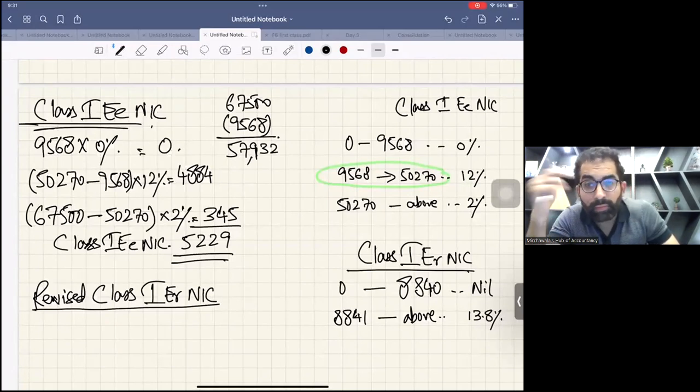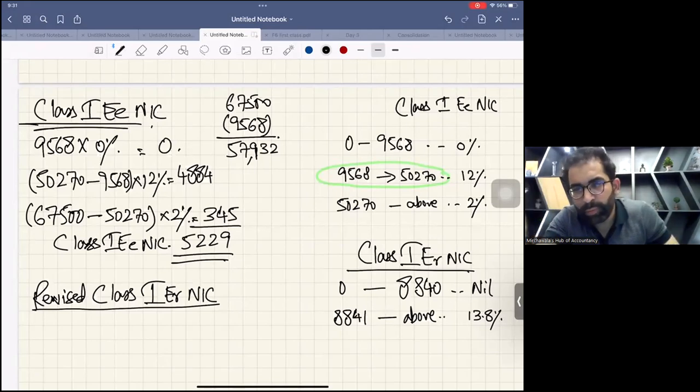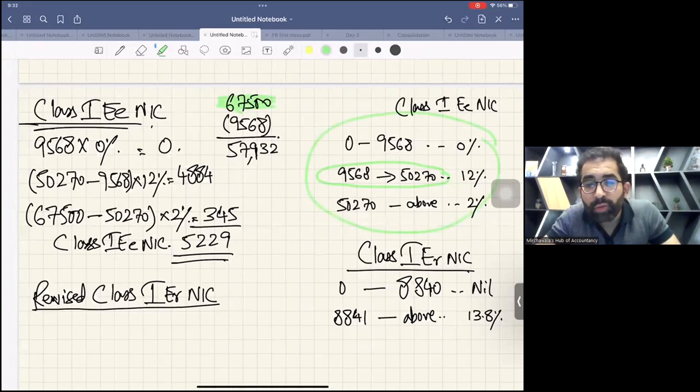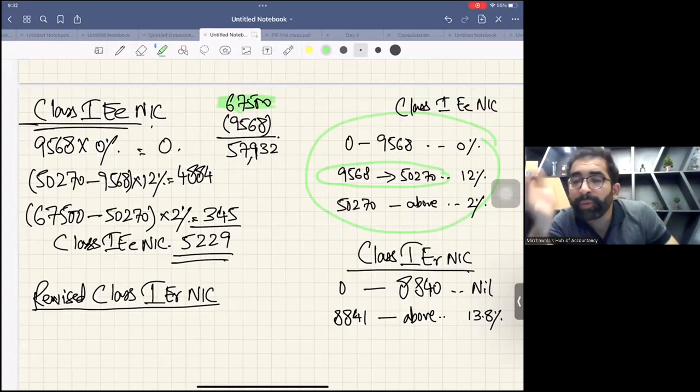I have a question. Why can't you guys calculate these NICs using these rates? Very simple question. With due respect, this is your salary, 67,500, and these are the rates. If you don't know how to apply these rates, then how will you give the paper? This is a genuine question. If you don't know the basic tax calculation, how will you give the paper?